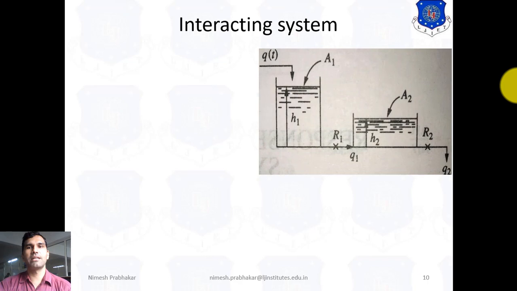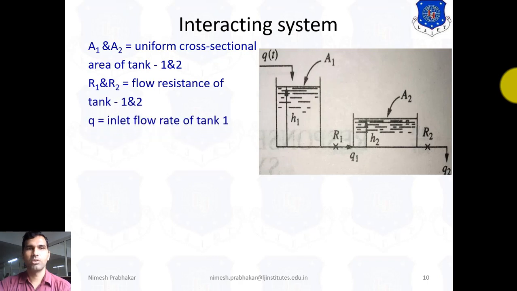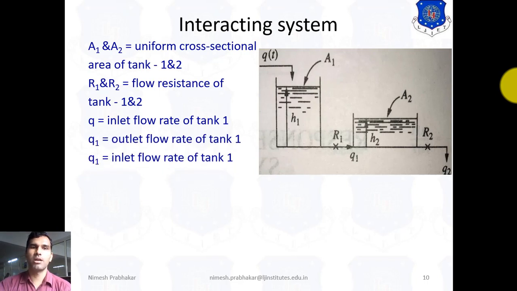So this is the interacting system. Same as we discussed for the non-interacting system, A1 and A2 are the cross-section areas of tanks 1 and 2. R1 and R2 are the flow resistances of tanks 1 and 2. Q is the inlet flow rate of tank 1. Q1 is the outlet flow of tank 1. Q1 is also the inlet flow of tank 2.